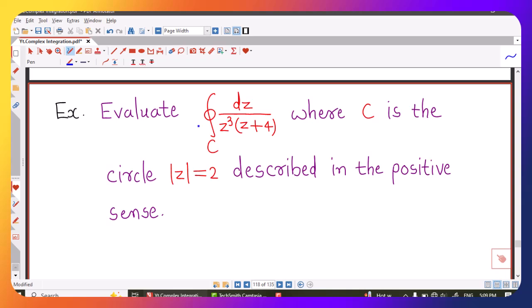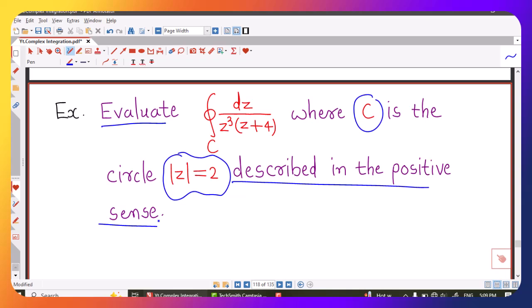In this example we consider: evaluate the integral of the function 1 over z cube times (z plus 4) with respect to z, where C is the circle with center 0 and radius 2 described in the positive sense. First we observe that the given function is 1 divided by z cube times (z plus 4), and this is a rational function and it is analytic at every point except those points where the denominator is 0. So here the denominator is 0 if z equal to 0 and z equal to minus 4, and our contour is the circle with center 0 and radius 2.